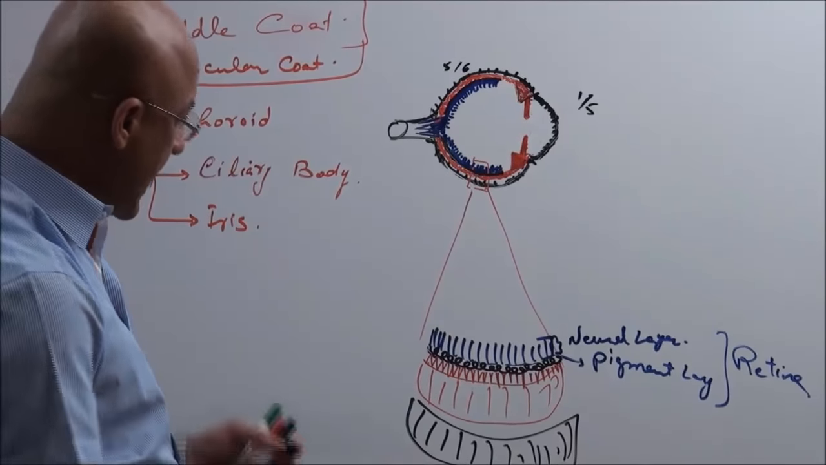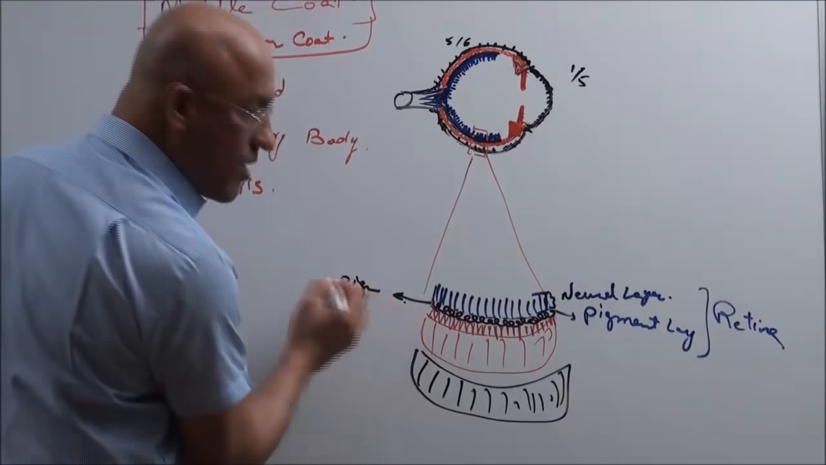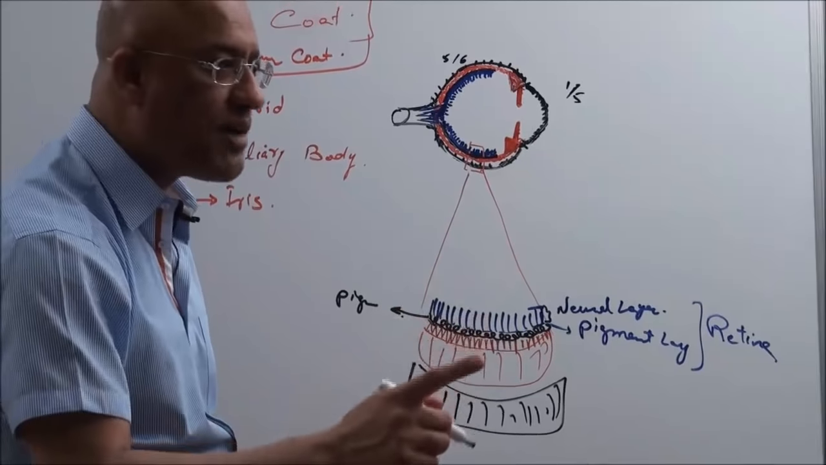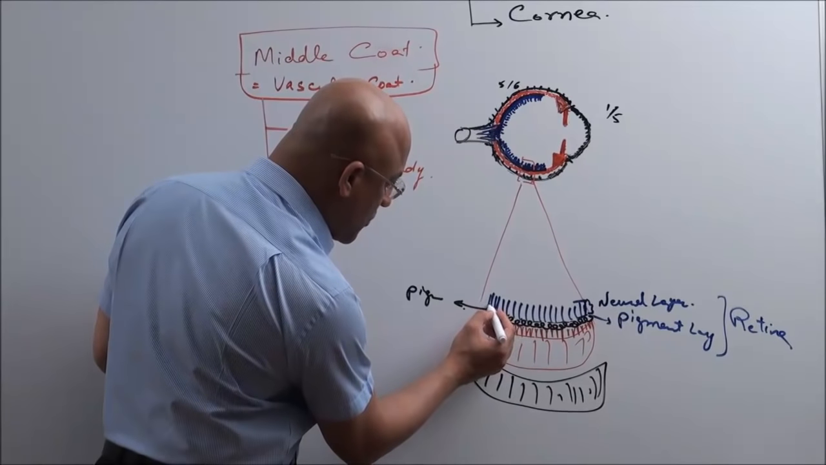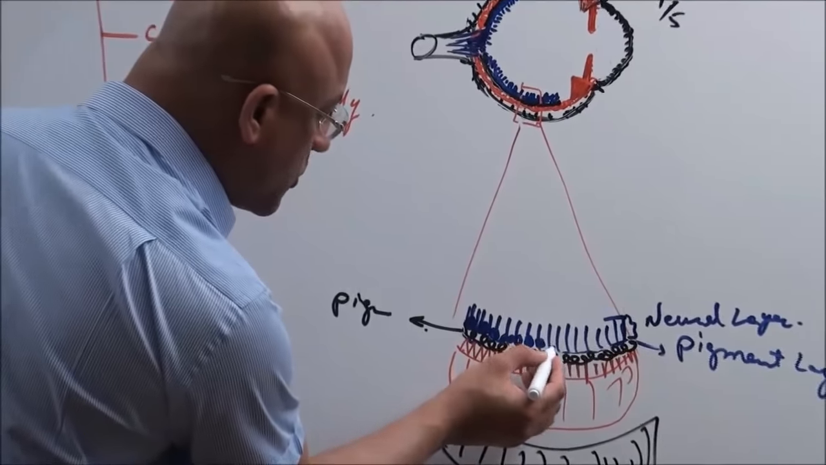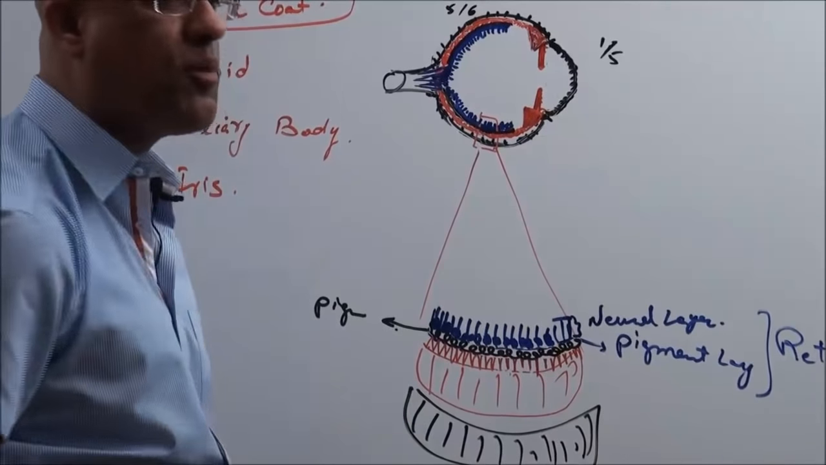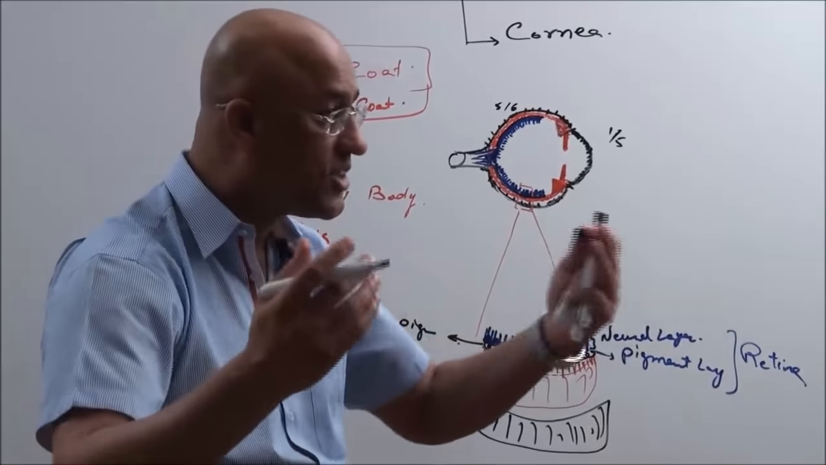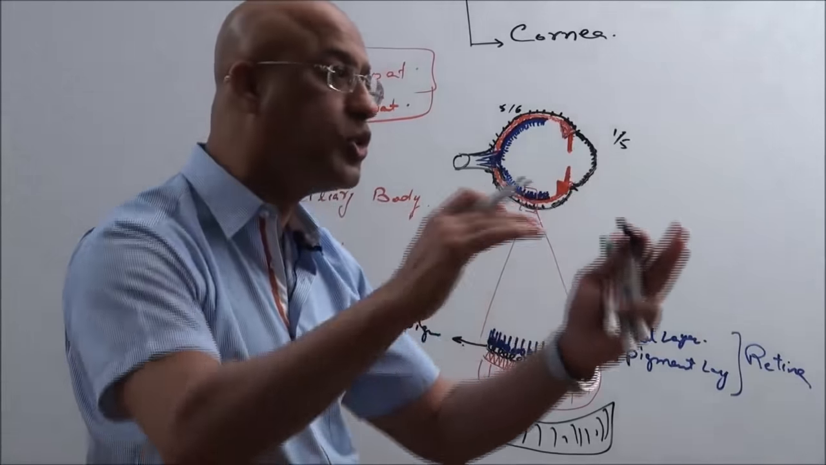Now actually, this outer part of the retina, the pigment layer, does not have rods and cones. The neural layer here has the rods and cones. These rods and cones, as I will discuss later in detail, are the structures which convert the electromagnetic wave energy. You know, light is electromagnetic energy. These rods and cones are very special types of transducers.